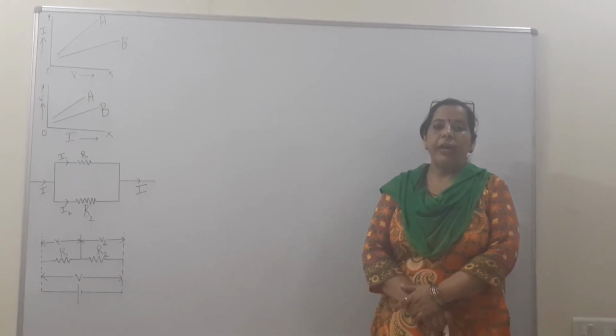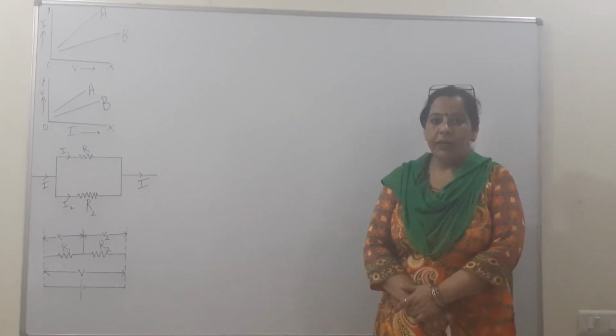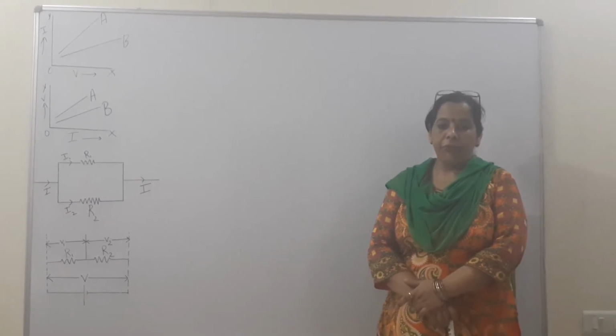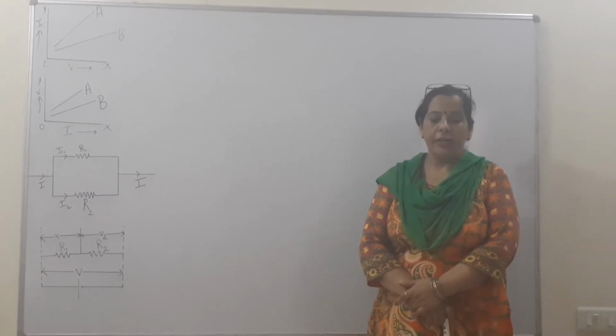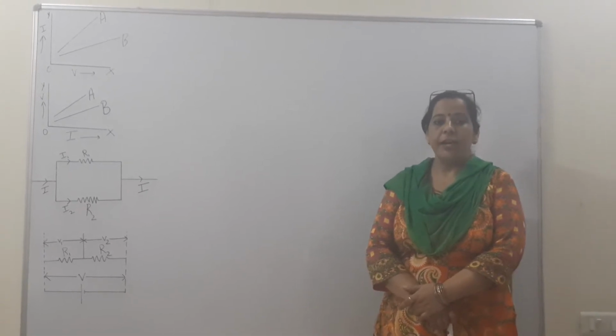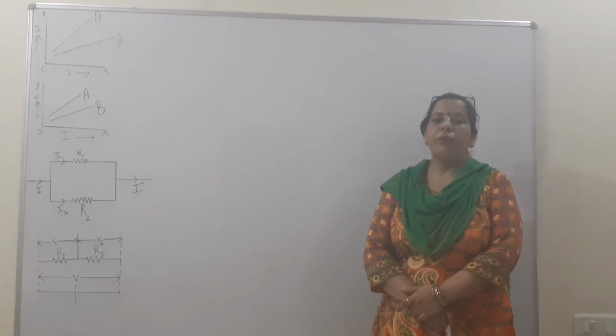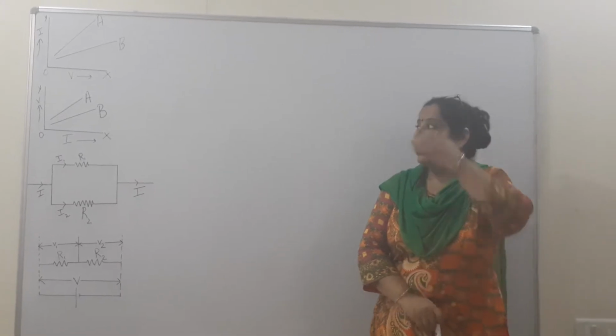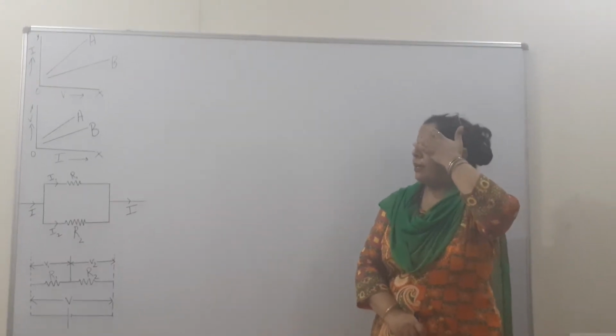And why are the resistors joined in parallel? When we want more current, what do we have to do? We have to decrease the resistance, and that is possible only when we arrange them in parallel. The next important questions are there, beta.